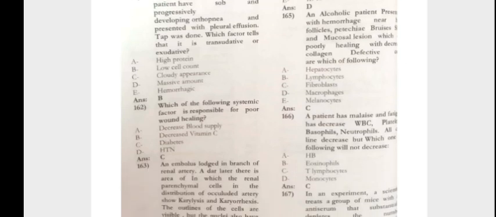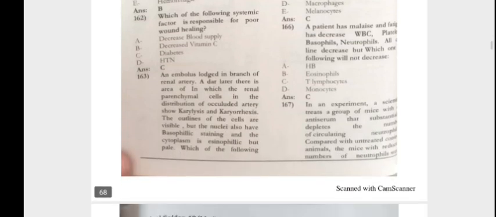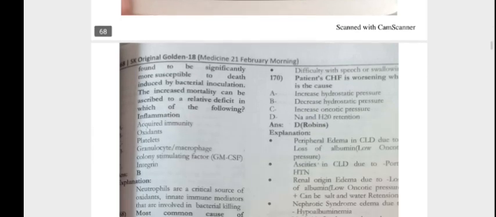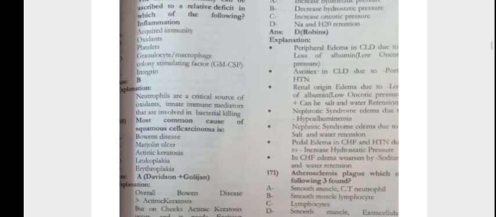The patient has malaise and fainting. Fatigue, decreased platelets, and neutrophils. All of these decrease, but which of the following will not decrease? That is T lymphocytes. In an experiment, a scientist treats a group of mice with antiserum which substantially depletes the number of circulating neutrophils. This is the scenario leading towards acquired immunity.